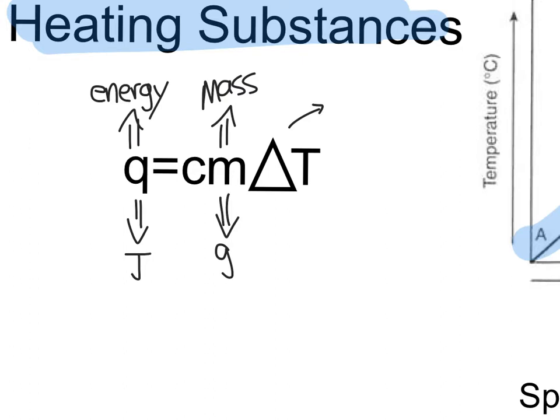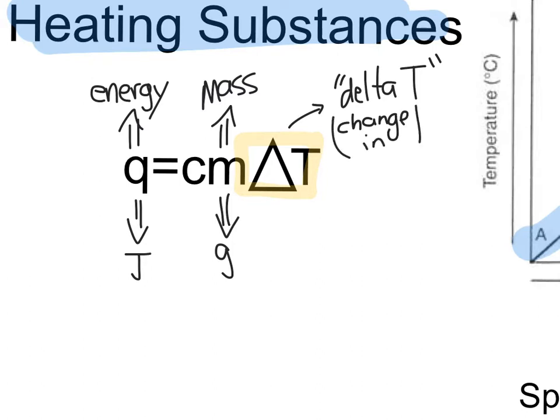This whole part here, the triangle T, which I'm going to highlight here, is what you will hear me refer to as delta T. Delta is a Greek symbol. Basically, it means change in T, or temperature. Delta T is going to be measured in degrees Celsius.